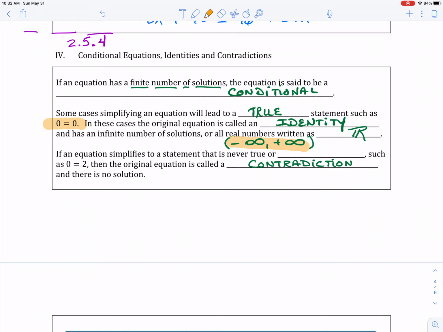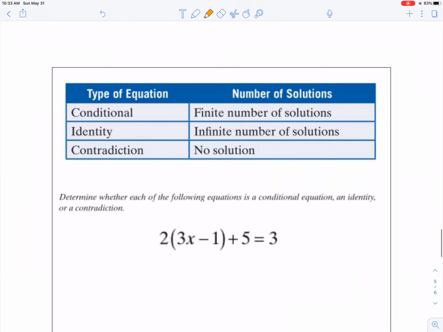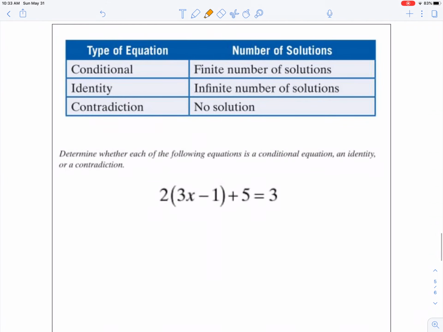And the third thing that can happen is that you can come up with an equation that is never true, or it's false. You're going to get this contradictory value, something like 14 equals 8 or 0 equals 2. That's going to be a contradiction, and that's going to have no solution at all. So we're going to work one of each of those types so you can see how those work out. Here's your summary chart. I'll leave that visible while I work quickly here.